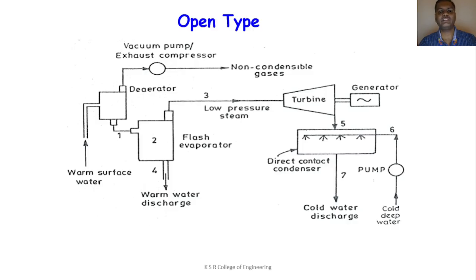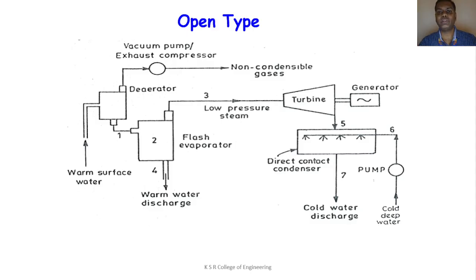After that process, the water goes to the flash evaporator. This flash evaporator increases the temperature of the water. Then the low pressure steam strikes the turbine. The turbine is connected to the generator. As it is a thermal energy conversion system, the kinetic energy is converted into mechanical energy. This mechanical energy is converted into electrical energy.